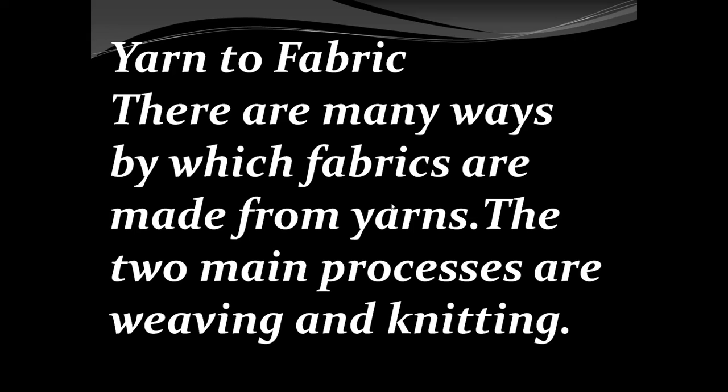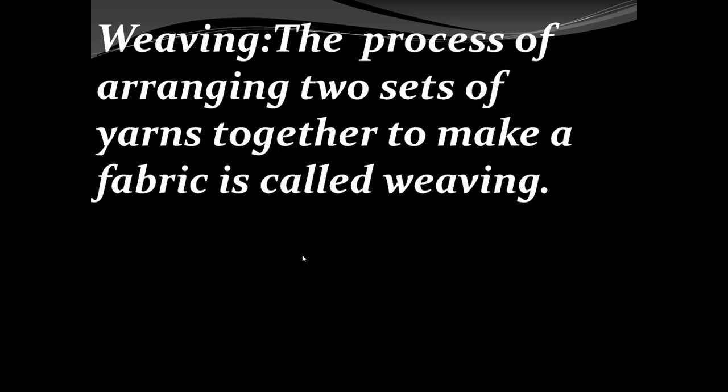Now let us learn how yarn is converted to fabric. There are many ways by which fabrics are made from yarn. The two main processes are weaving and knitting. Let us understand what weaving is. The process of arranging two sets of yarns together to make a fabric is called weaving.